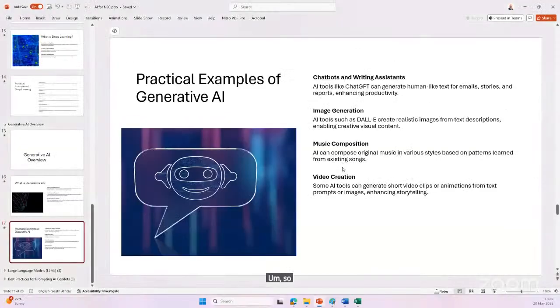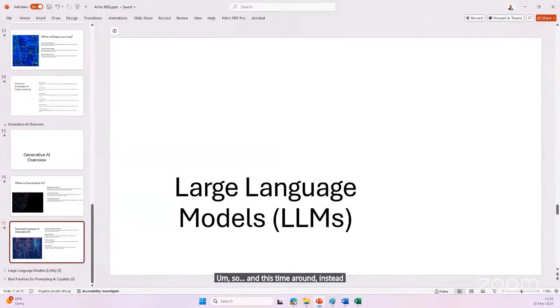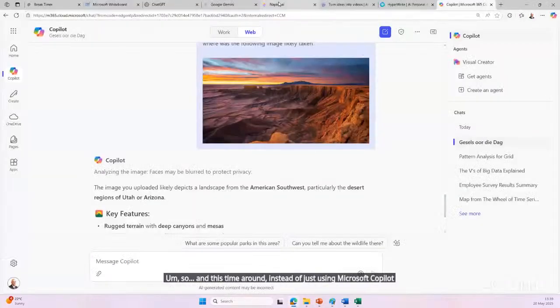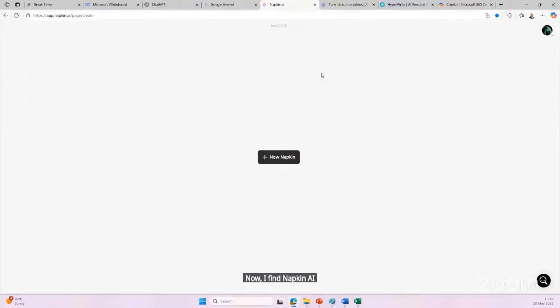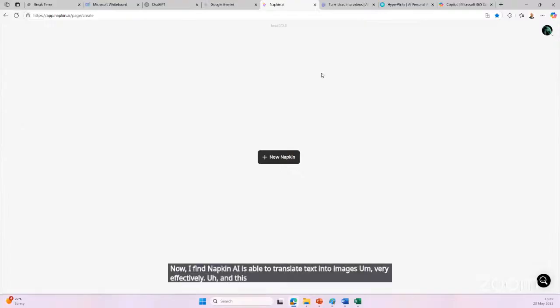So this time around, instead of just using Microsoft Copilot, I have another AI tool that I like to use. Let's try this with Napkin AI. I find Napkin AI is able to translate text into images very effectively. And this is a great example of generative AI.